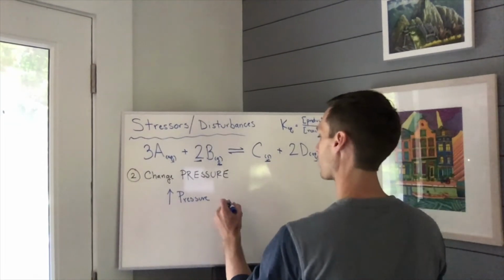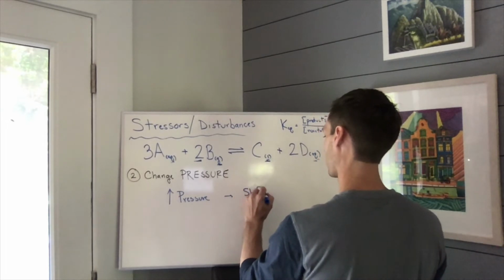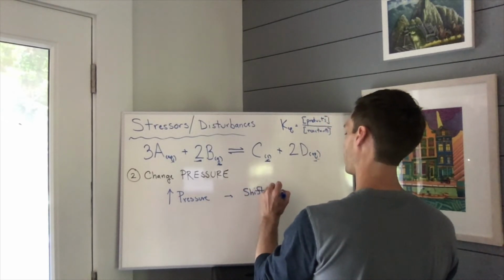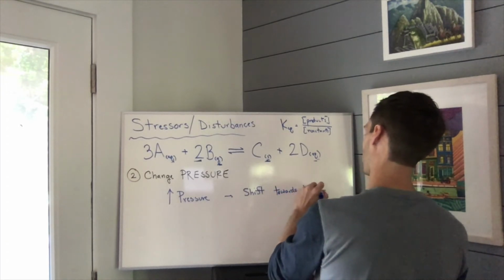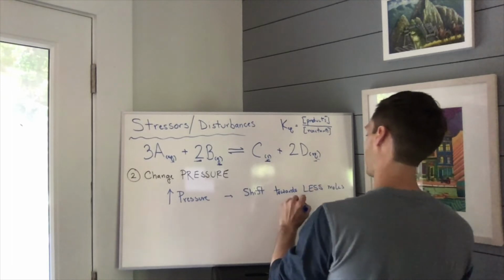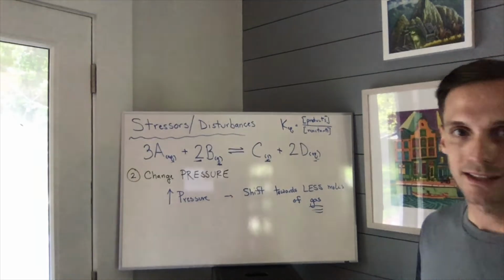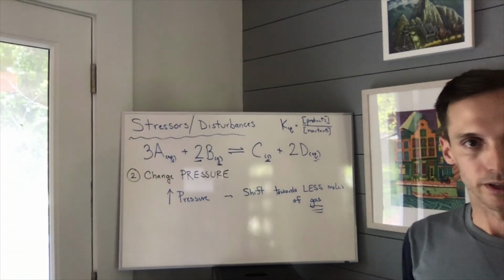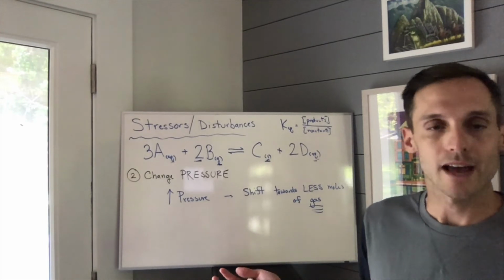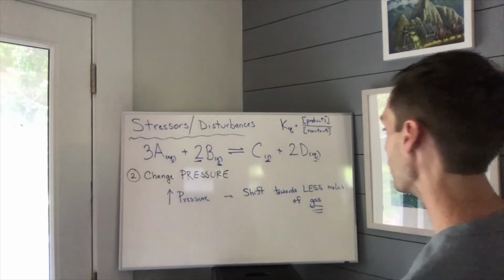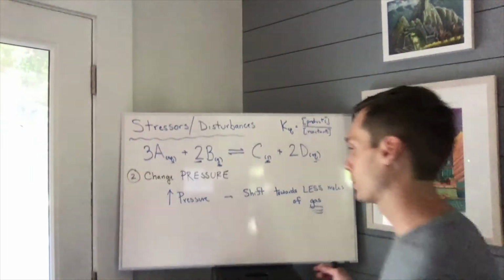All right, so an increase in pressure is going to shift towards less moles of gas. And it's only gas that's affecting this equilibrium at this point, okay? Because we're just talking about pressure. The gas is the only thing that's accounting for pressure in your reaction. So it's going to shift towards less moles of gas if we increase the pressure.